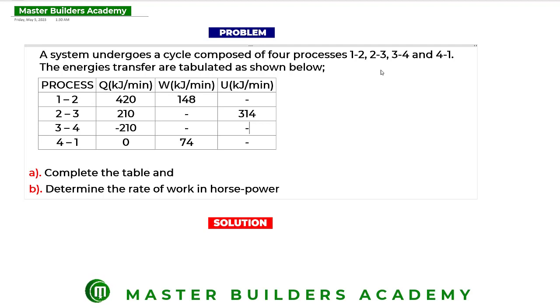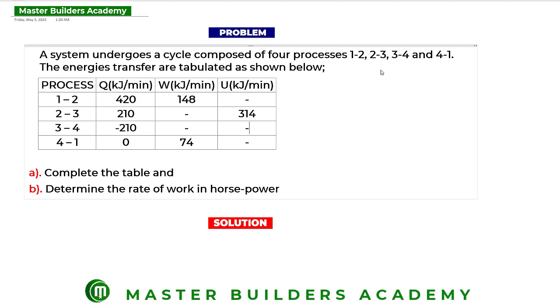Now that is clear. We have the values here in tabular form, and the energy transferred is tabulated as shown. We have processes 1 to 2, 2 to 3, 3 to 4, and 4 back to 1. Then we have the heat flow, which is Q, in kilojoule per minute, and the values are given for all the processes. So as you can see, the heat for all the processes is given, but the work done for process 1 to 2 is given, process 2 to 3 and 3 to 4 are missing, and 4 back to 1 is given.